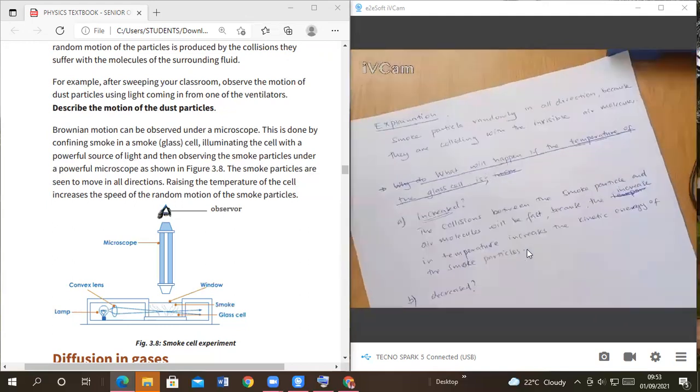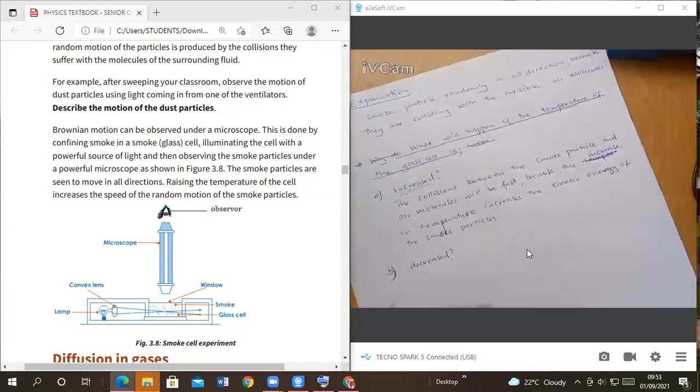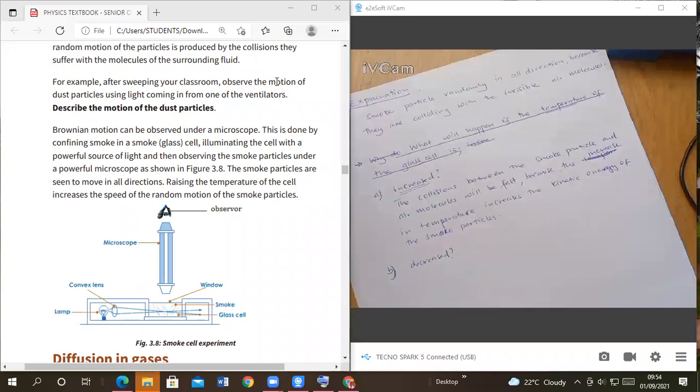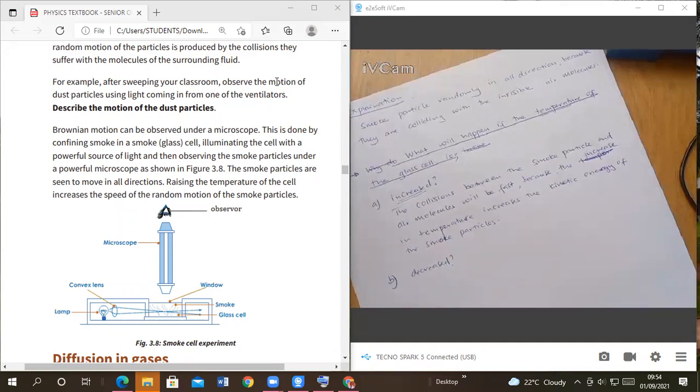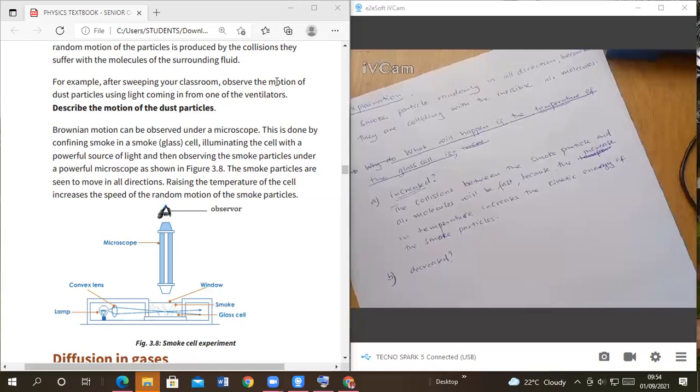Good. And what if you decrease the temperature? If you decrease the temperature, what will happen? Members, hurry up, we go to diffusion. To be the opposite of fast. Are you sure it will be the opposite of fast? Teacher, I'm trying. Yes, Tracy, try. The collisions between the smoke particles and molecules will be slow.